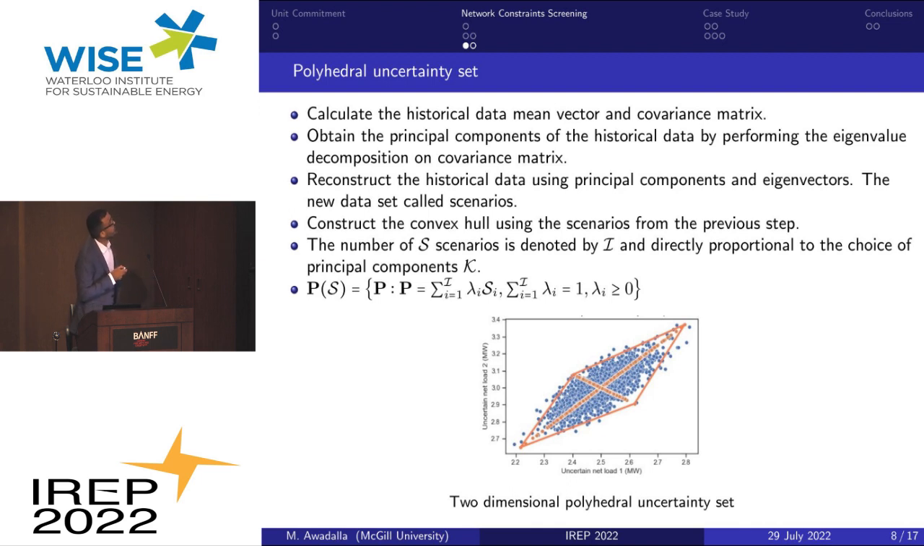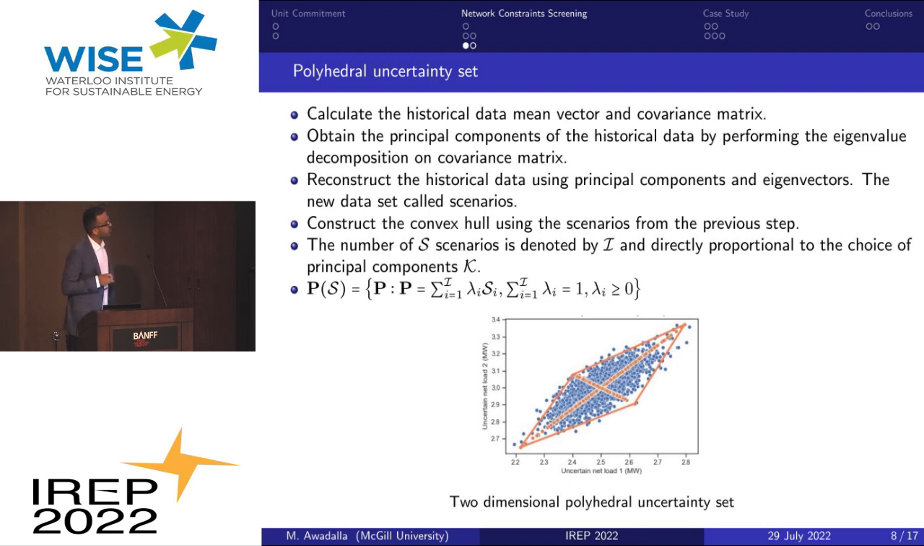Here, we propose the polyhedral uncertainty set, and the steps to construct it are as follows. We have the historical data, and then we compute the mean vector and the covariance matrix. Then we obtain the principal components of that covariance matrix, and then we reconstruct the original data based on the principal components and the eigenvalues of that data set, which we call scenarios. Afterwards, we construct the convex hull using the scenarios from the previous step. So the pictures can tell more than words.